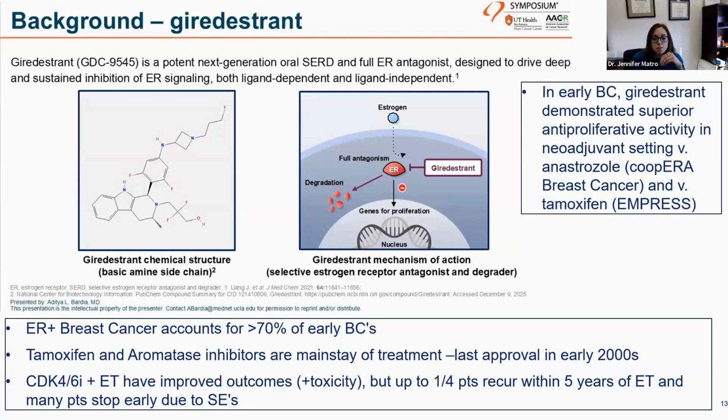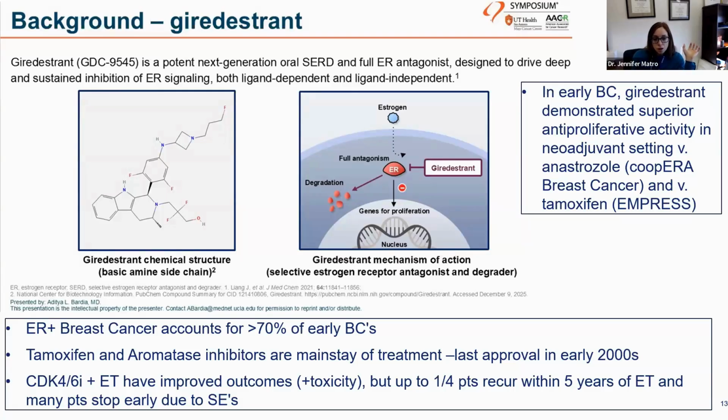And so there's this interest in oral selective estrogen receptor degraders that basically degrade or destroy these receptors. So even if there's estrogen around, it doesn't matter because it can't bind to anything and stimulate the cancer to grow. So these typically have fewer of the menopausal type side effects. And in some smaller studies, giredestrant was shown to have better anti-proliferative activity, meaning in the neoadjuvant setting.